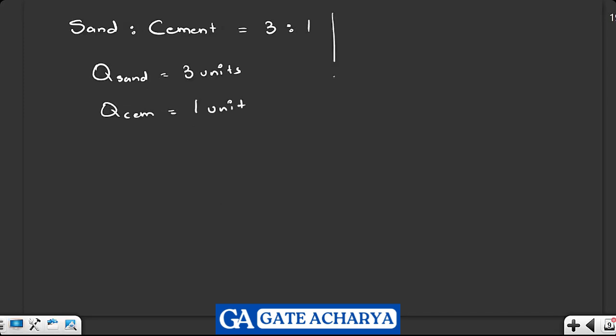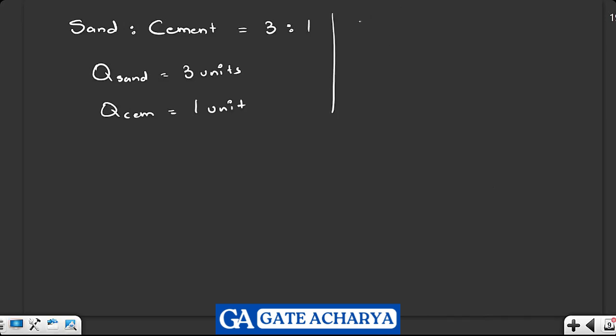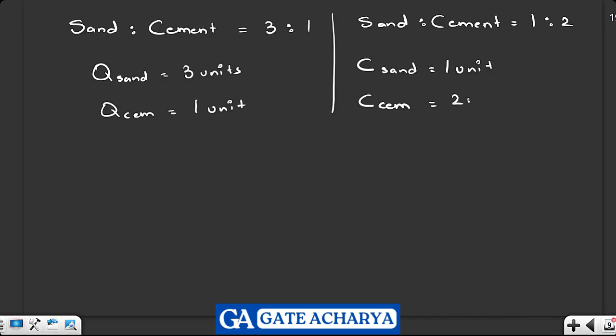One more thing, the ratio is given. And that second ratio is actually what? The cost of sand and cement is 1:2. So this is the ratio of cost, okay? And they're saying it is 1:2. So I can say that the cost of sand is 1 unit and the cost of cement is 2 units.